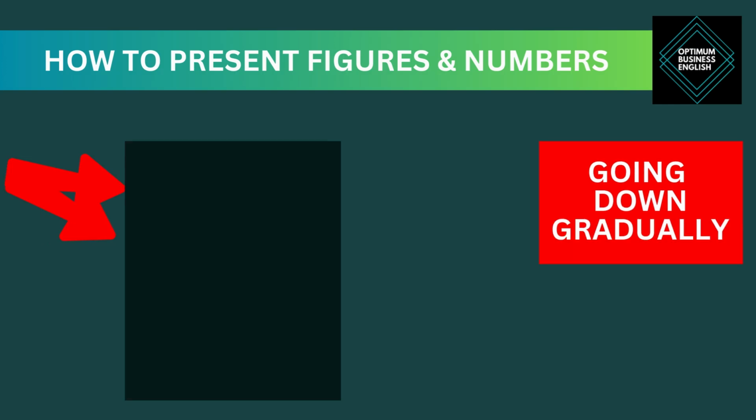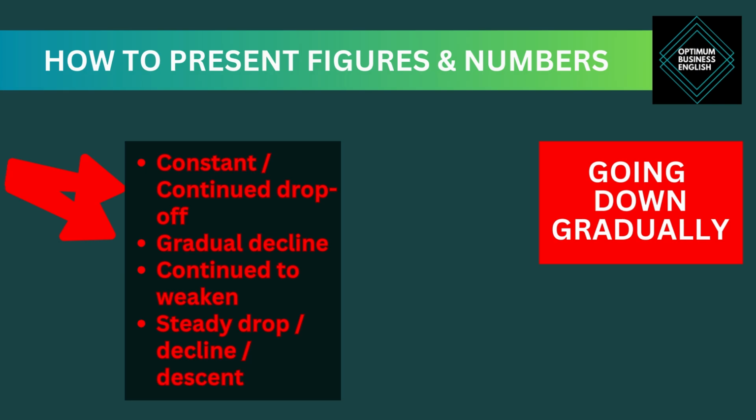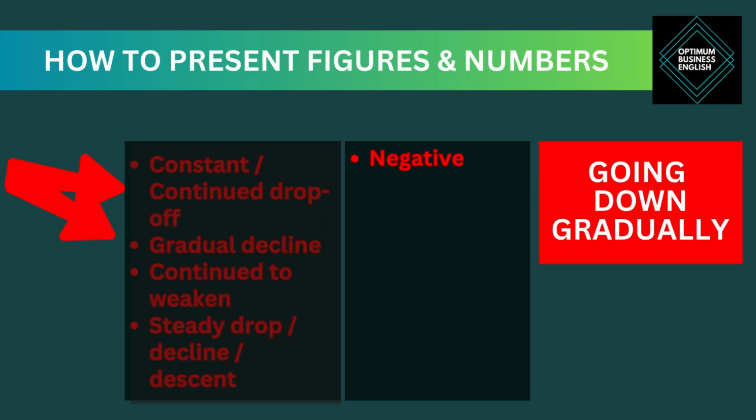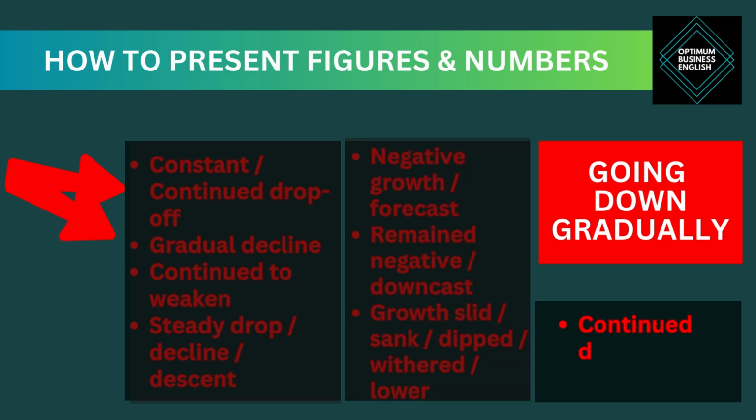Then, for a gentle or gradual downward trend, you could use these phrases: constant or continued drop off, gradual decline, continued to weaken, steady drop or steady decline, or steady descent. Negative growth forecast, or remained negative or remained downcast. Growth slid or sank or dipped or withered or lowered. Or you could say a continued downward trajectory.